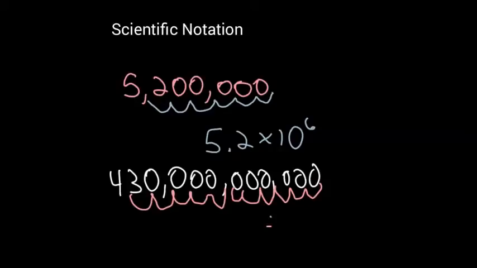So we get 4 and 3/10 times 10, and we moved it 11 times. So it would be to the 11th power. So 4 and 3/10 times 10 to the 11th. Clean that up a little bit. There we go.